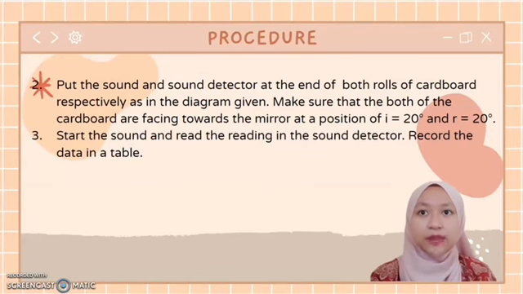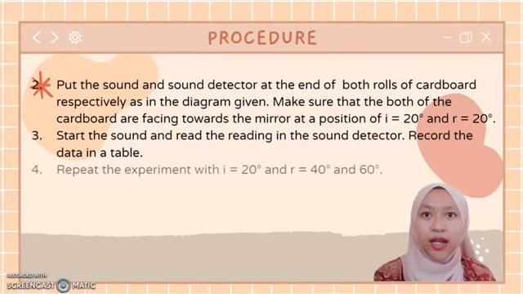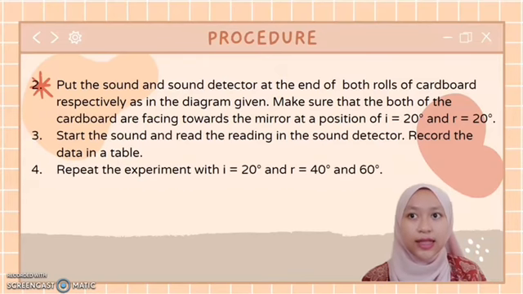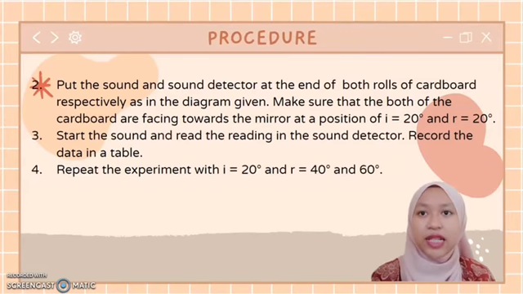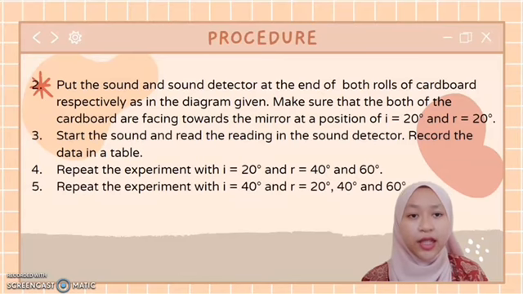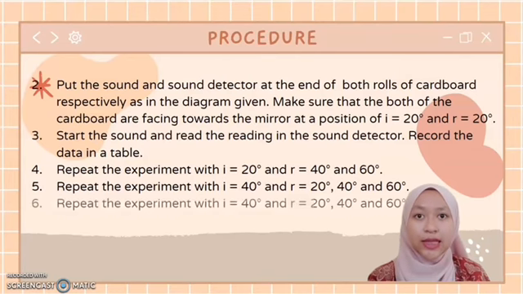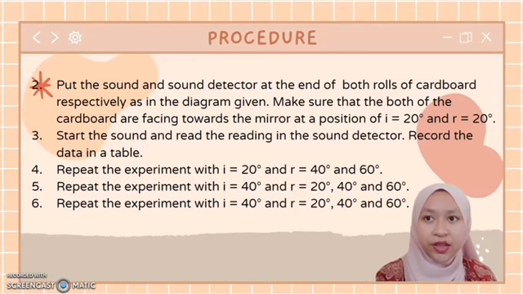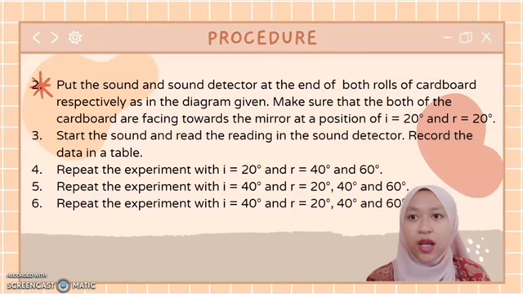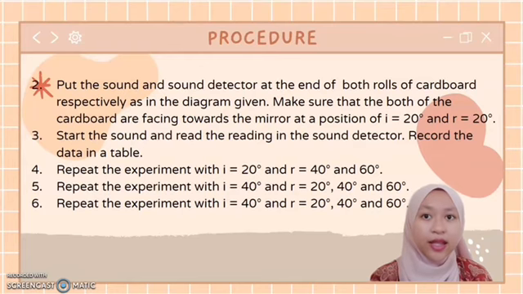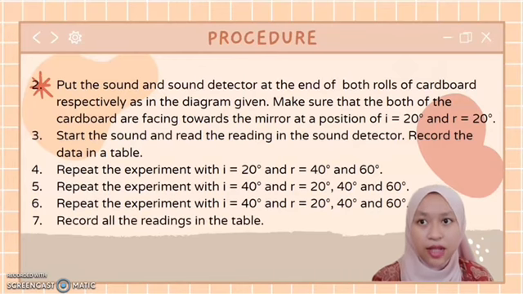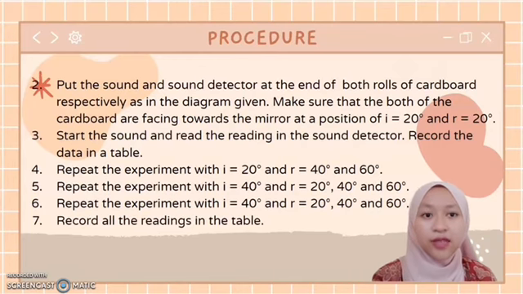Next, repeat the experiment with I equal to 20 degrees and R equal to 40 degrees and 60 degrees. Then, repeat the experiment with I equal to 40 degrees and R equal to 20 degrees, 40 degrees and 60 degrees. For the last step, repeat the experiment with I equal to 60 degrees and R equal to 20 degrees, 40 degrees and 60 degrees. Lastly, make sure to record all of the data in the table. So, let's see the video and result of this experiment.